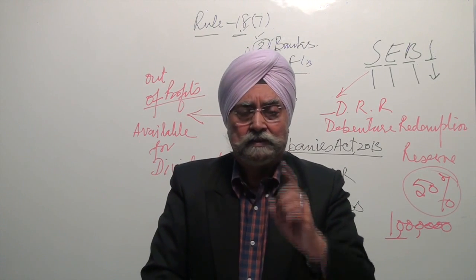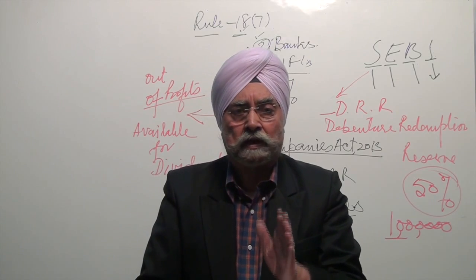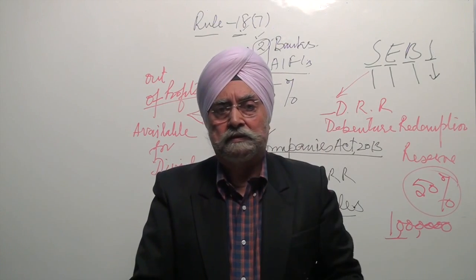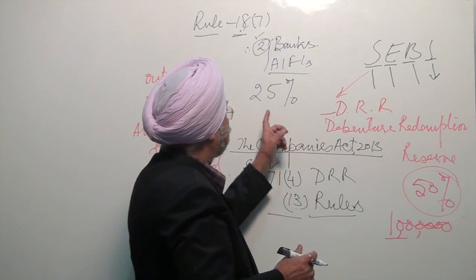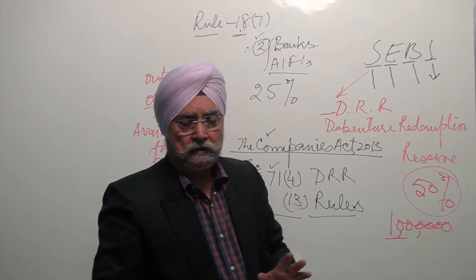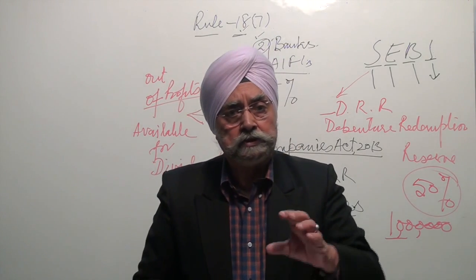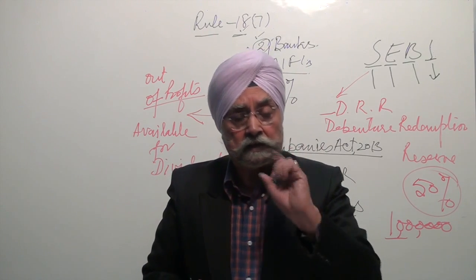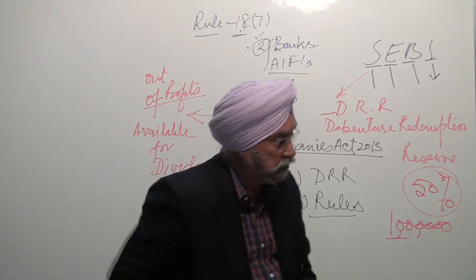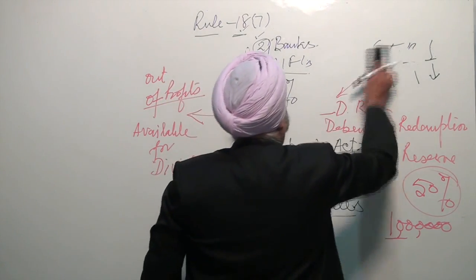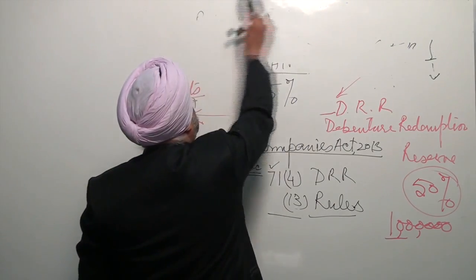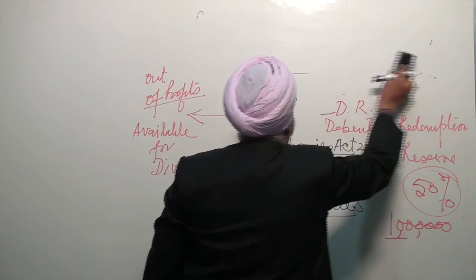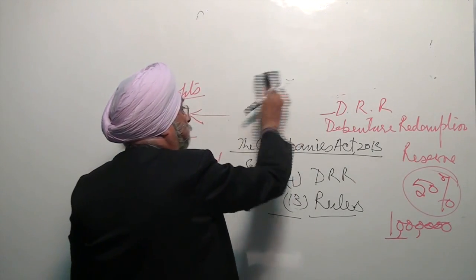What is the intention? To ensure that the companies earn profit with the borrowed money, and that money must not be misused. So, 25% of the amount due this year should be set aside before starting. Another important point, please remember this also: all this is to be done before you start redemption. Before you think of starting redemption, this must be done, 25% minimum.